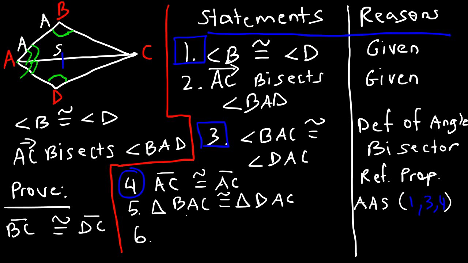And now let's make the final statement that segment BC is congruent to DC. So here is BC and this is DC, so they're the same. And the reason for that, as always, CPCTC. Corresponding parts of congruent triangles are congruent.